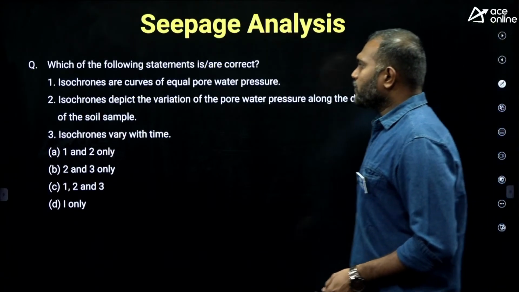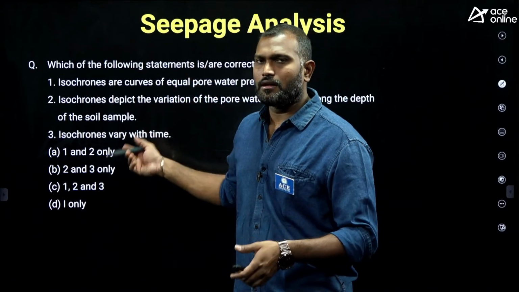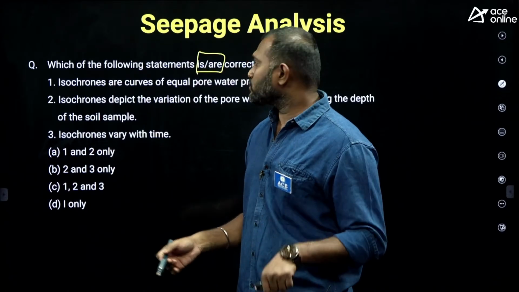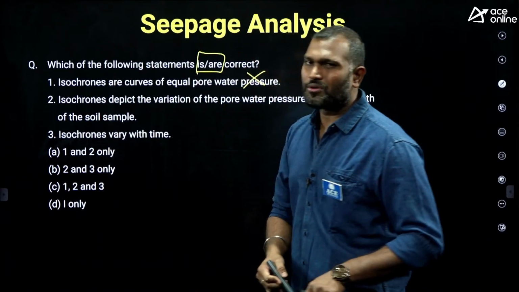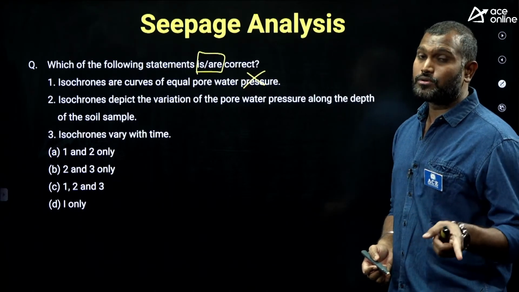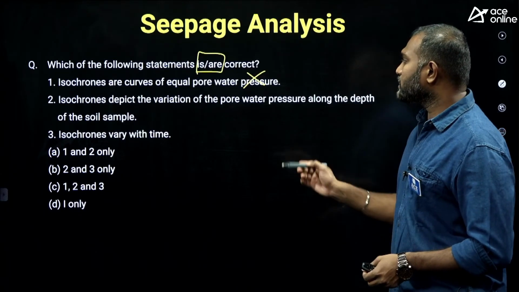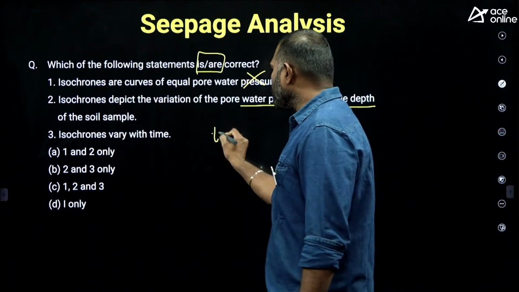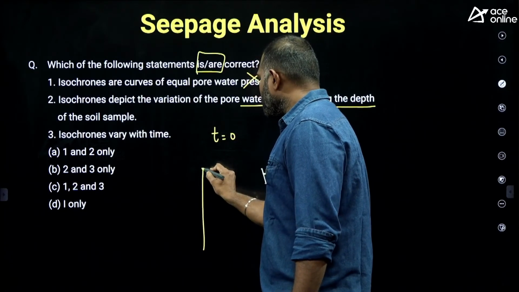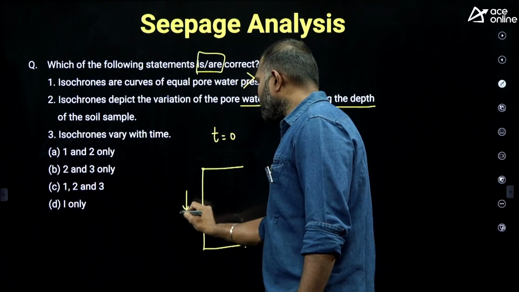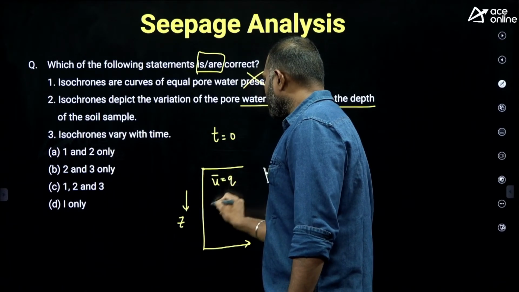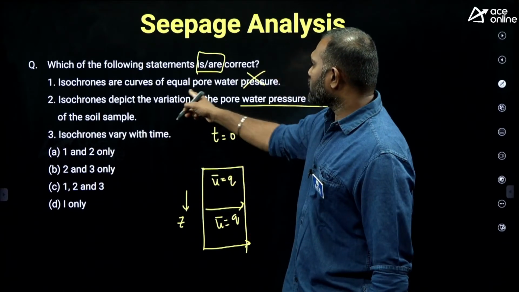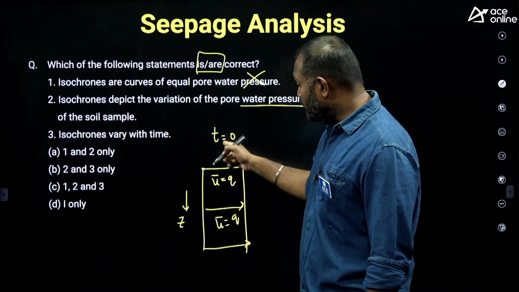Next, this question comes under consolidation only. Which of the following statements is or are correct? Isochrones are curves of equal pore pressure. No, isochrones are not equal pore pressure. Isochrones depict the variation of the pore water pressure along the depth. When time t is equal to 0, with respect to the depth, u bar is equal to q. Everywhere it is going to be the same. Sir, then it is a curve of equal pore water pressure, no? No, that is at time 0.